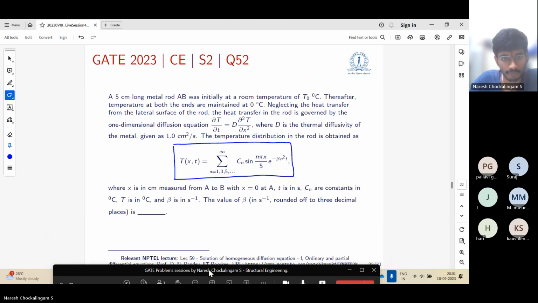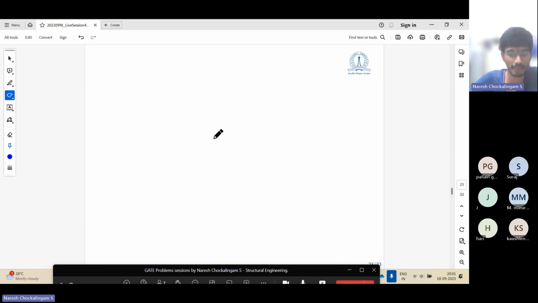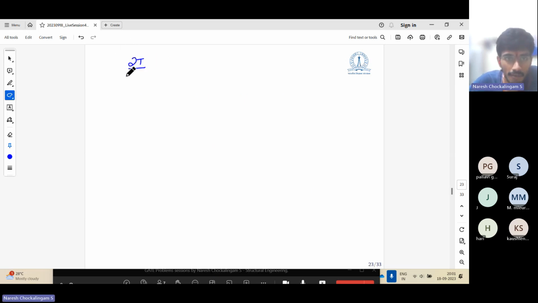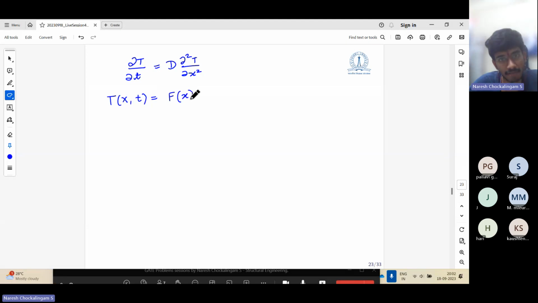So if you have this, this is the form of the solution. And what is asked? We are asked to find out the value of beta rounded off to 3 decimal places. Okay, so let us solve the problem. So we are given dou T by dou t is equal to capital T times dou square T by dou x square. Let us assume the temperature distribution as a function of the space x and the time t is given as some f of x times g of t.